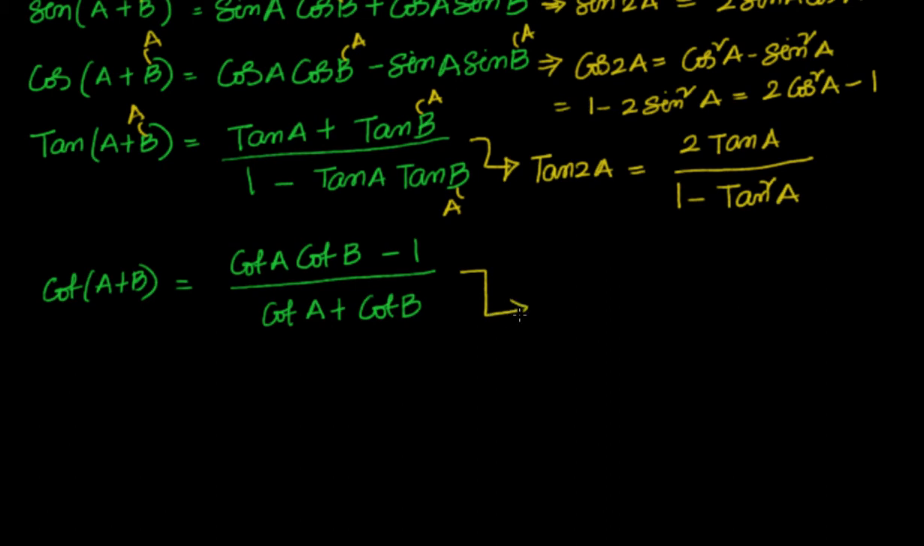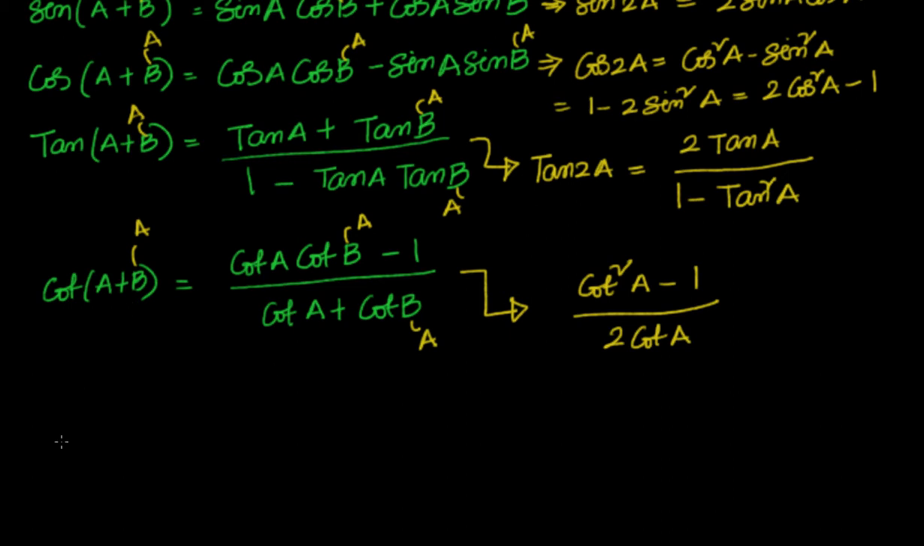Let's also see what is cot 2A. Now again B is equal to A. So there are two ways you can do that. You can directly take tan 2A and reverse it also. We'll check both the ways. Now this becomes A. So this is nothing but equal to cot A into cot A minus 1 divided by cot A plus cot A. That is cot square A minus 1 by 2 cot A.